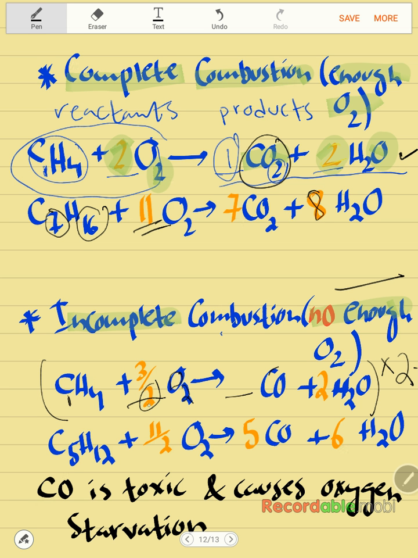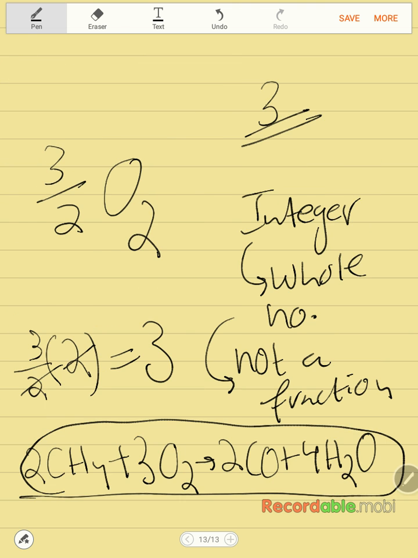Now, you will tell me, when do I need to do this extra step? If in the exam it is not mentioned to have the coefficients as integers or whole numbers, you don't need to do this extra step. But if they ask, definitely you need to do it.